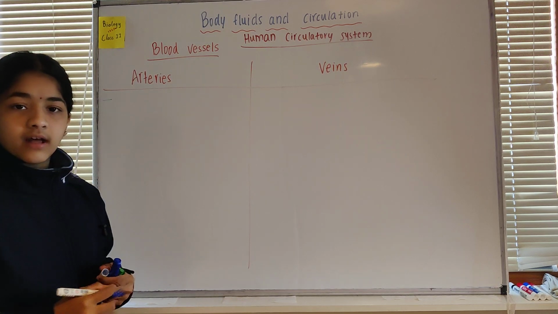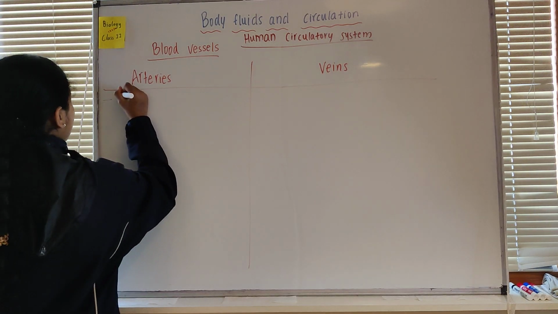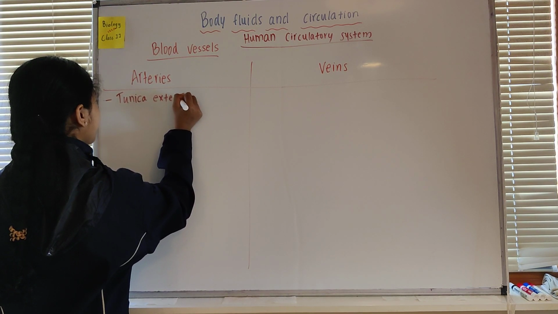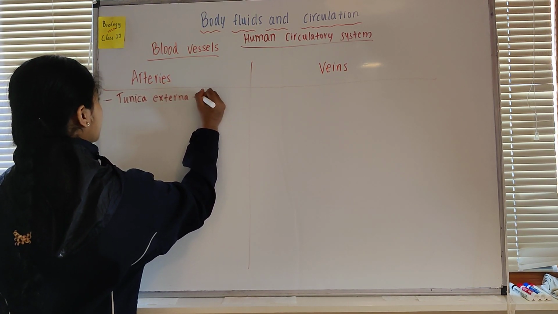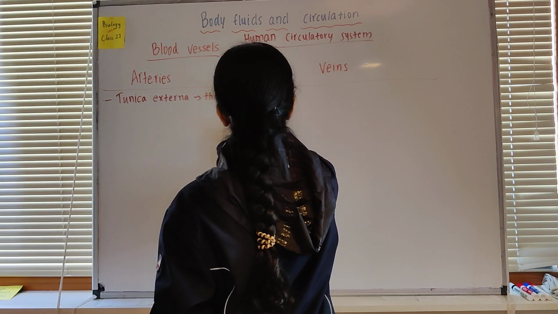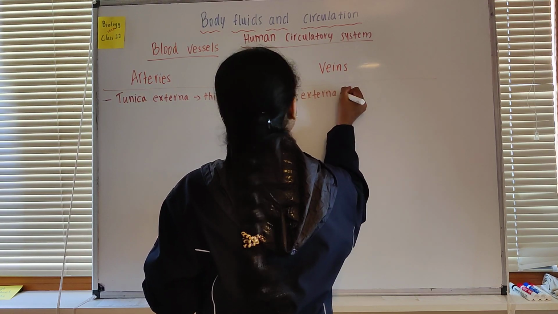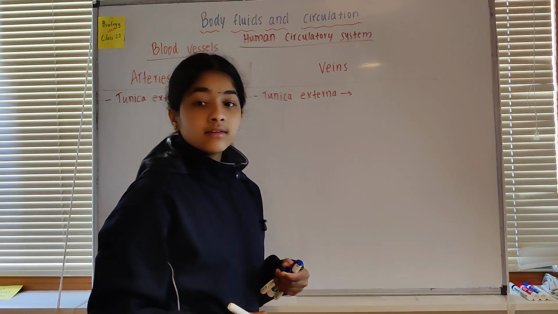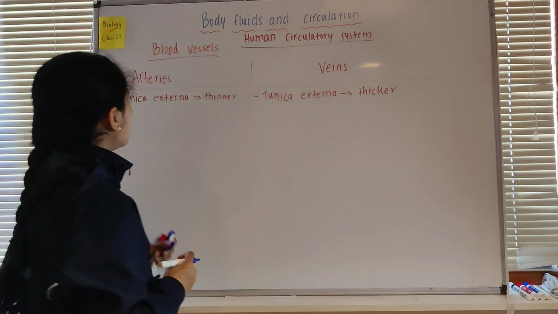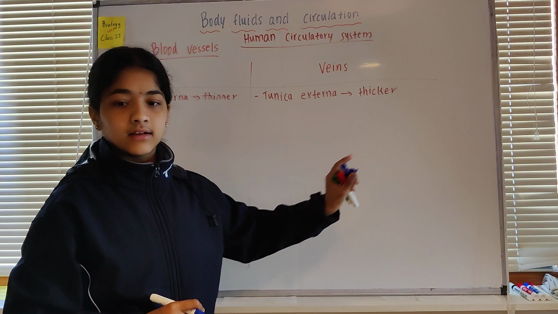The tunica externa in arteries is thinner. In veins, tunica externa is thicker. So tunica externa in arteries is thinner and tunica externa in veins is thicker.